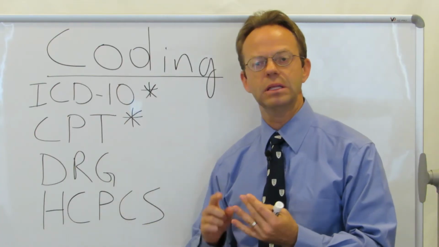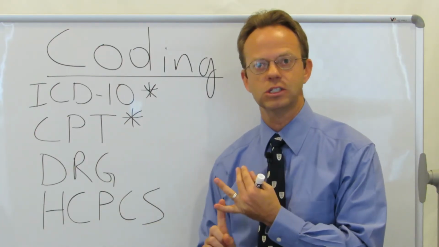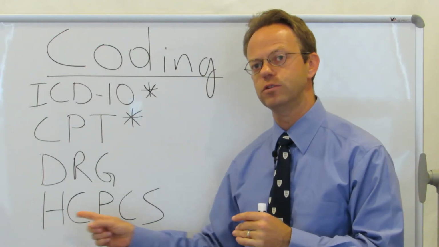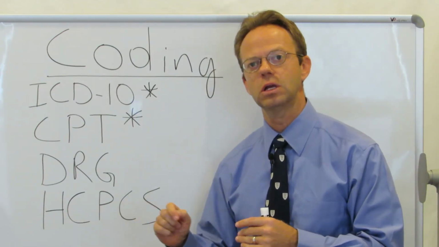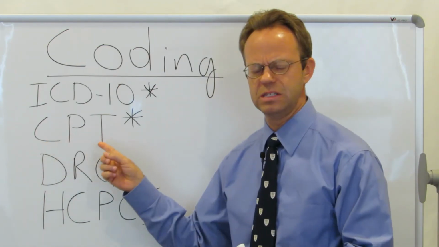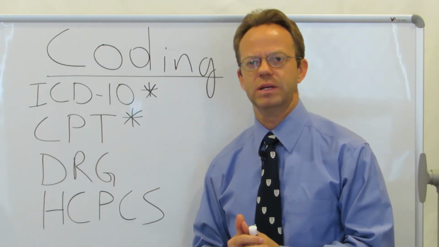Certain examples of that would be like infusion of specialty medications. So like Remicade for Crohn's disease, the infusion will actually have its own Hickspicks code. And then even things like mammograms actually don't have CPT codes. They actually use Hickspicks codes.